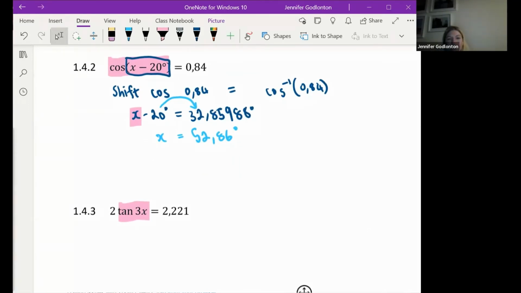Okay, once you've got answers for 1.4.3, send them in, put them on the chat so that I can see what's going on. Is it 2 tan x minus 3? No, it's 2 tan 3 times x. The only thing that's different here is I haven't put it in brackets because I'm being sneaky. So I'm saying 2 tan 3x. It's the same thing.